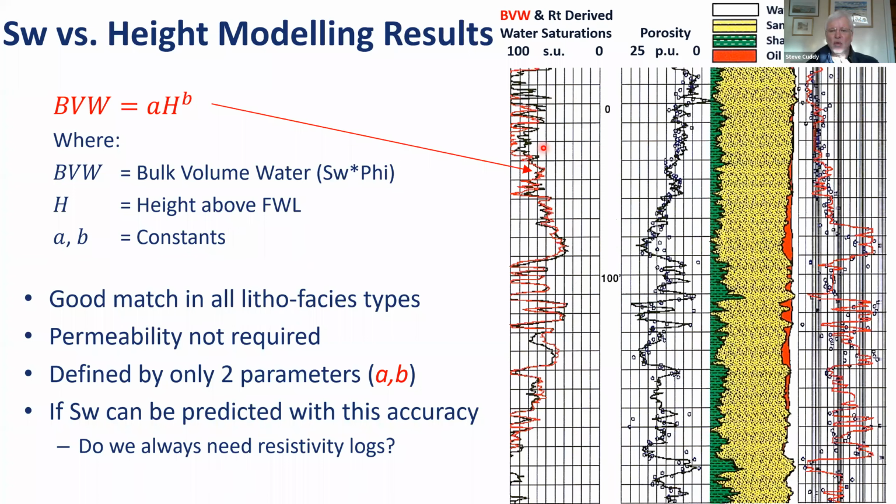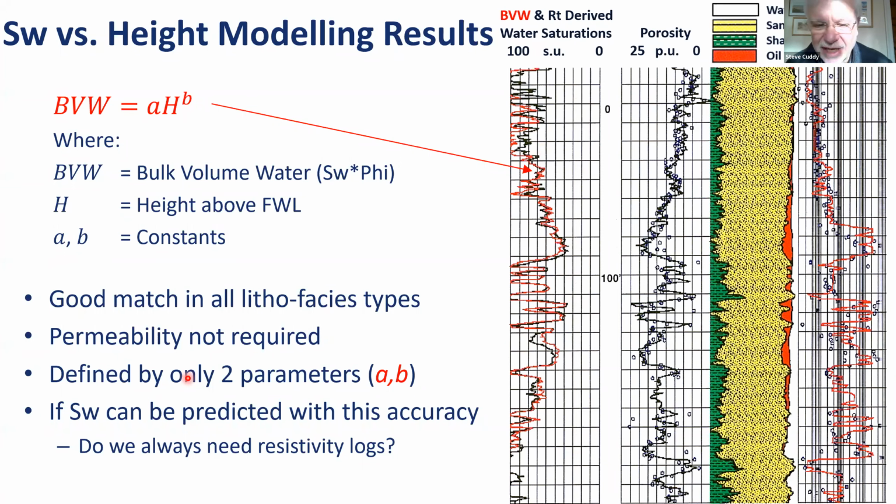So therefore, we do not need permeability as an input to get this function, even though water saturation is a function of permeability. It is defined by only two parameters, A and B. So if we can calculate water saturation with this accuracy, do we need resistivity logs?